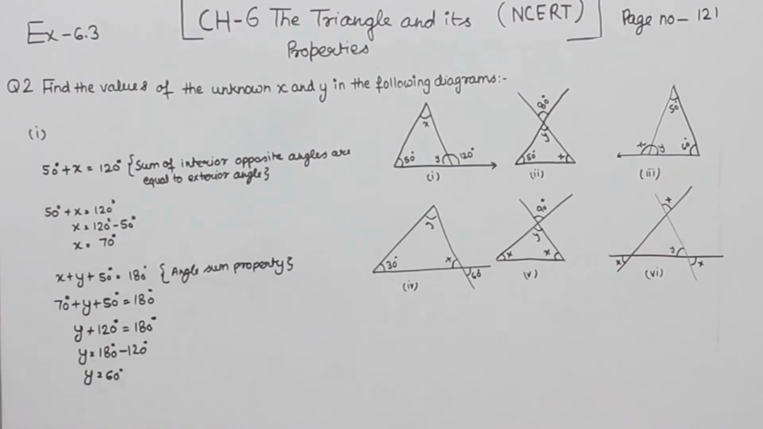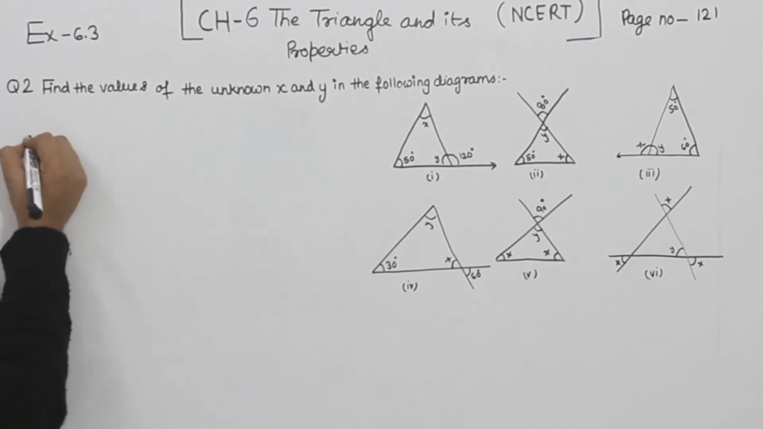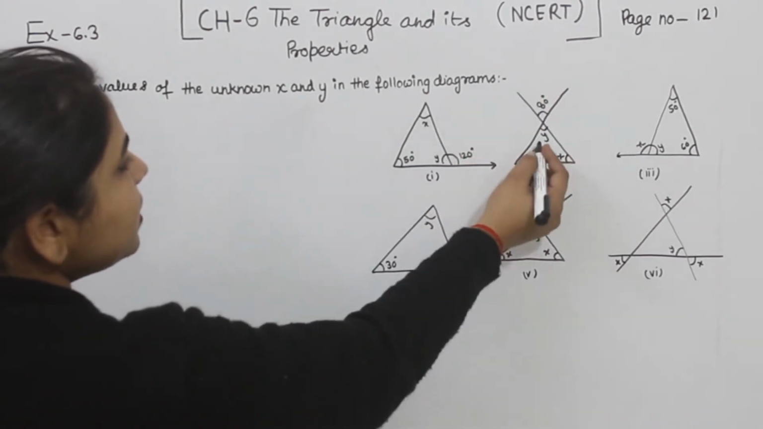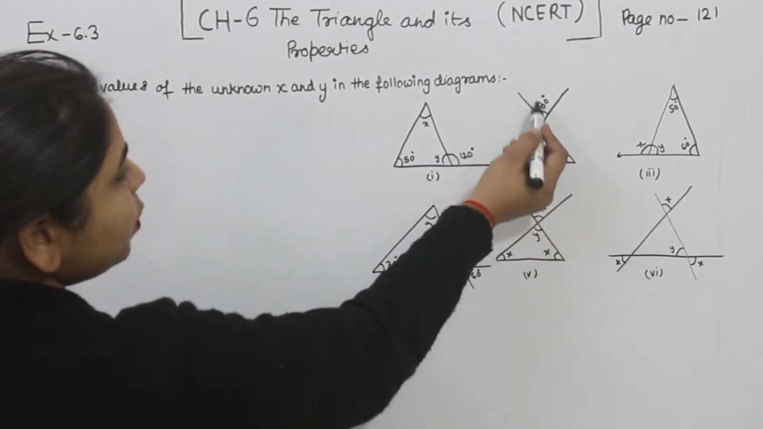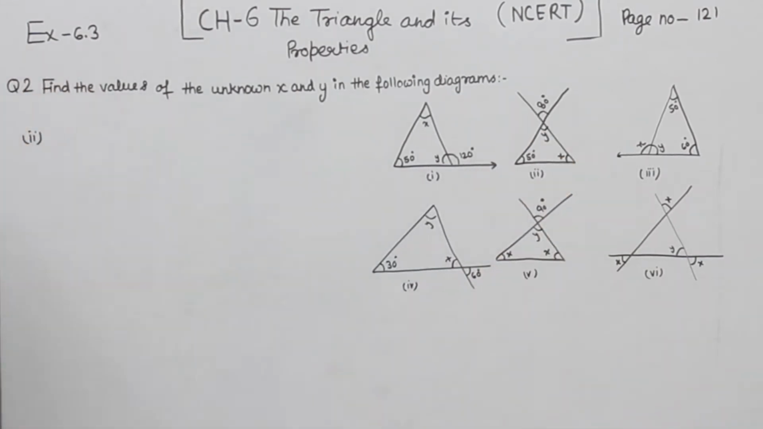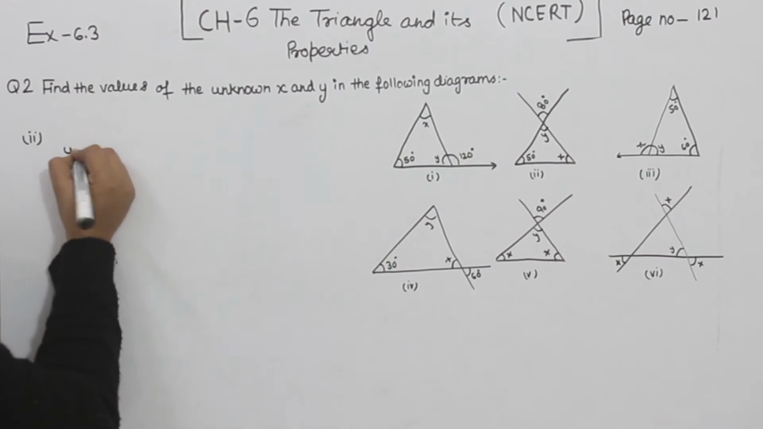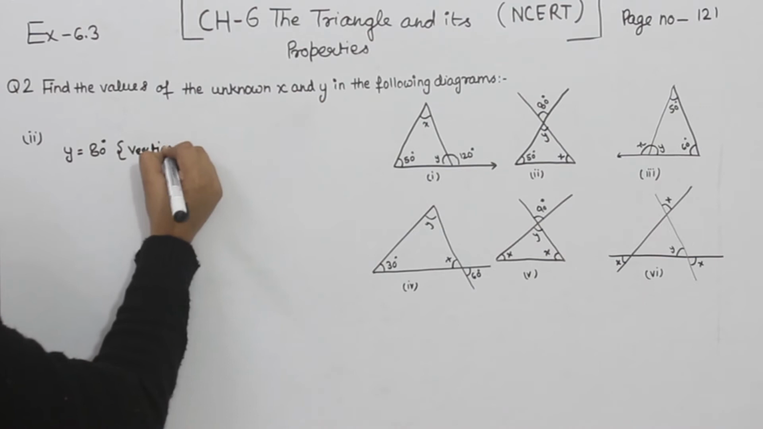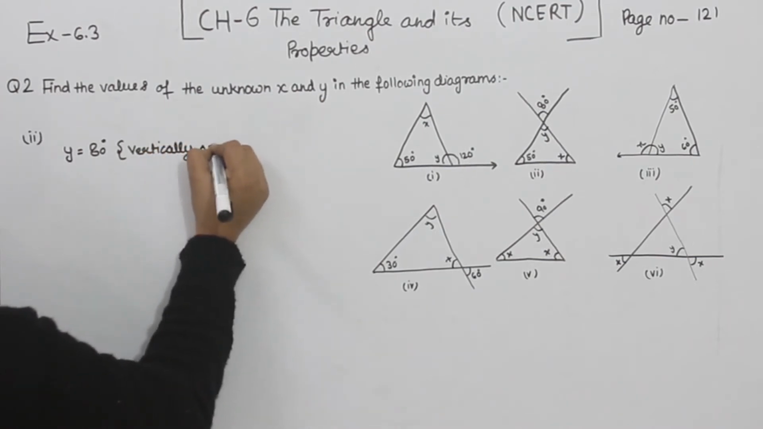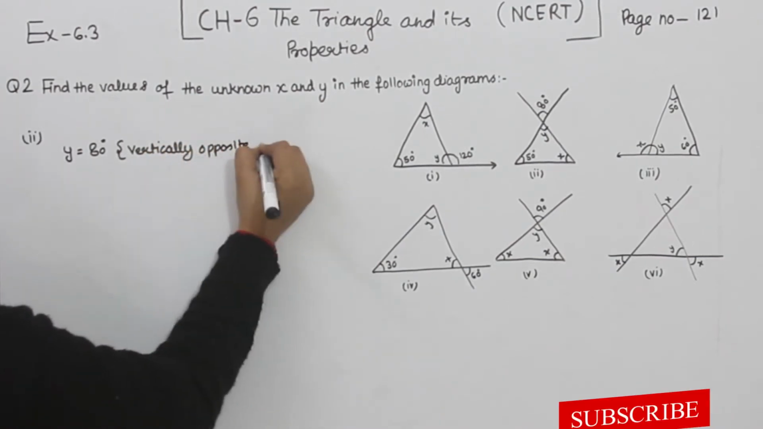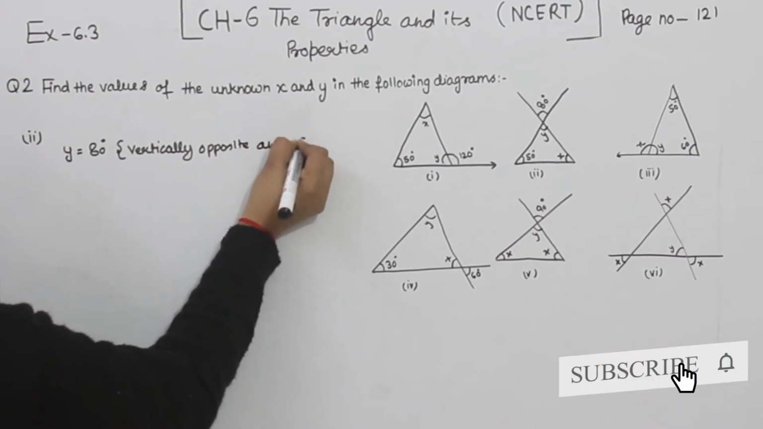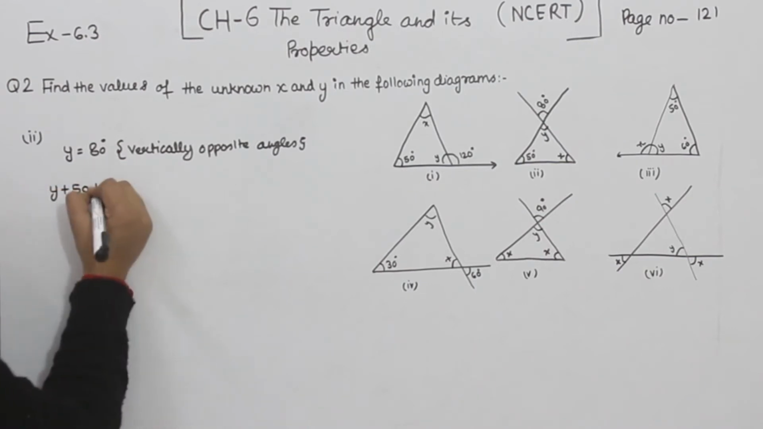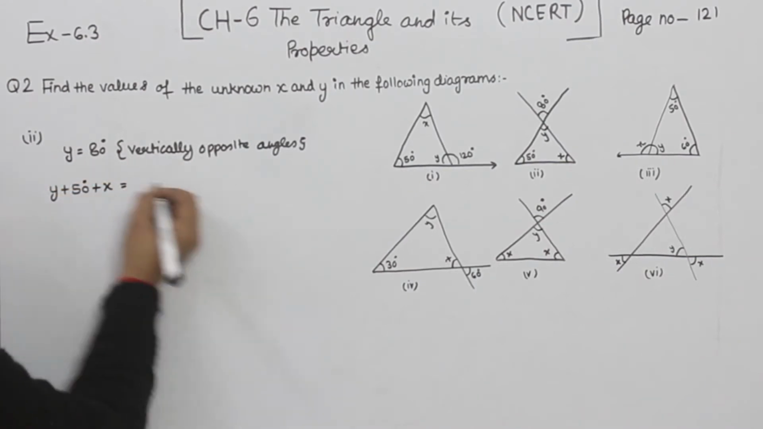This is the part 1. Now comes the part 2. This is the figure of the part 2. This is 80 degree, this is y and this is x. As we know that the y and 80, they are vertically opposite angles. So we'll write here y is equal to 80 degree. Why? Because they are vertically opposite angles.